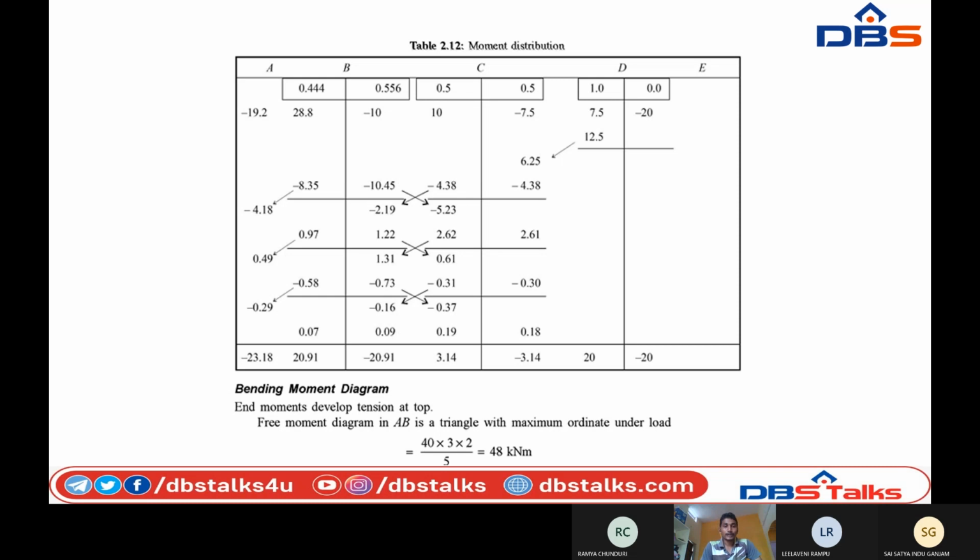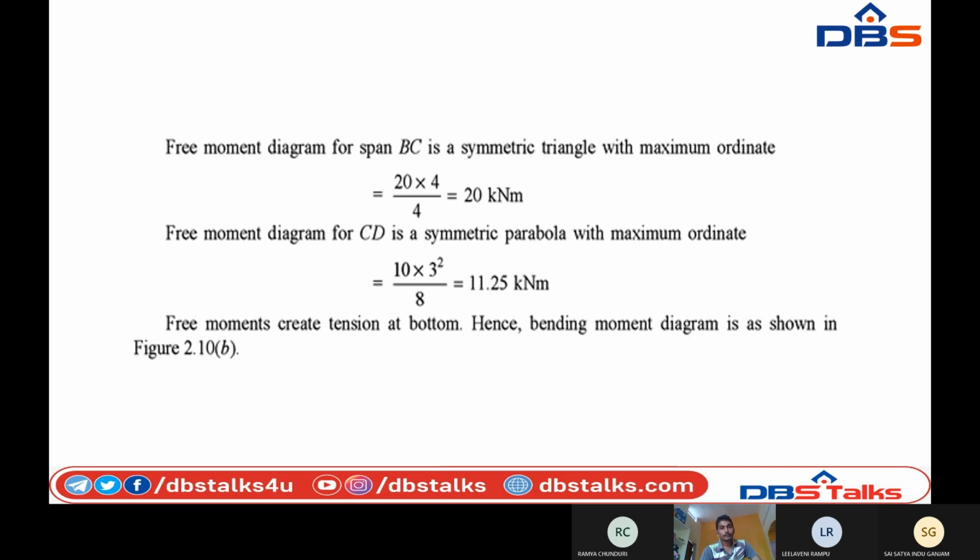Next, the bending moment diagram. Hogging moments are developed, tension at top. Free end moment for AB is 40 into 3 into 2 by 5, equal to 48 kilonewton meter. The free moment diagram for span BC is a symmetric triangle with maximum ordinate 20 into 4 by 4, equal to 20 kilonewton meter. The free moment diagram of CD is 10 into 3 square by 8, equal to 11.25.